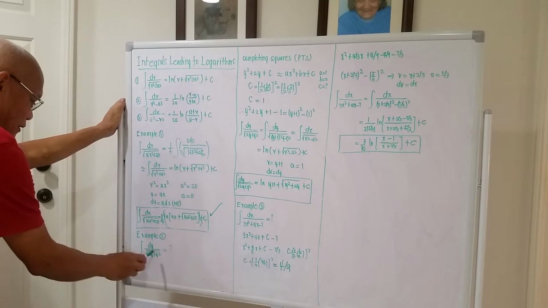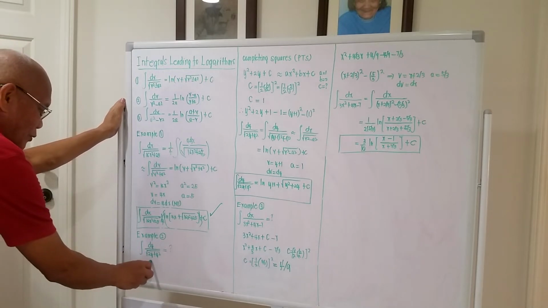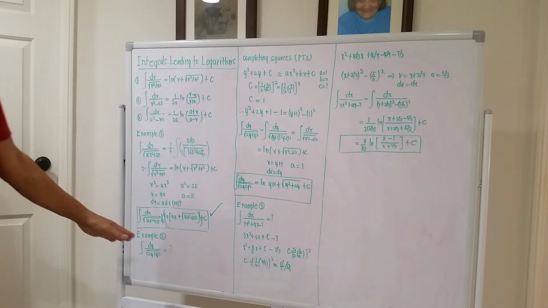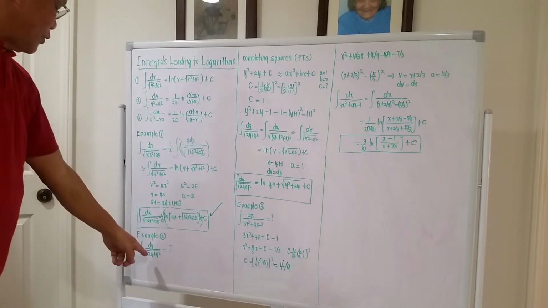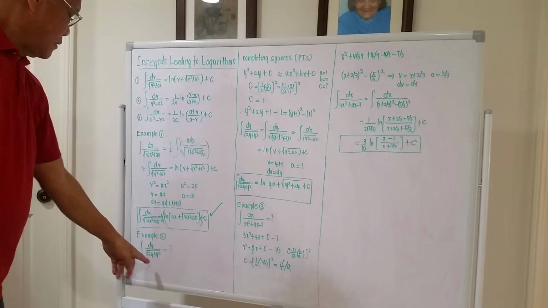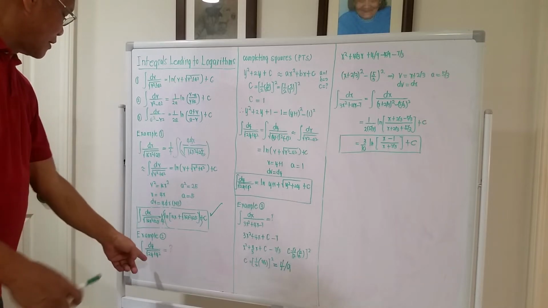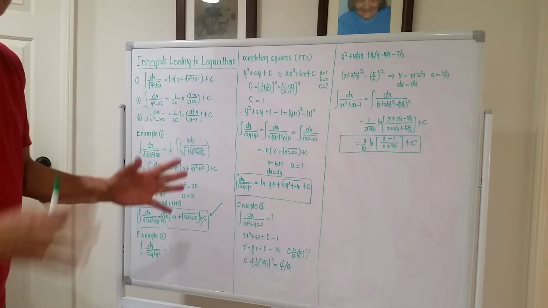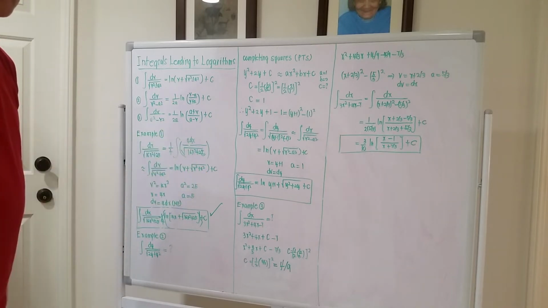Example number 2, the integral of dy over the square root of 2y plus y squared. Okay? If we try to notice the terms inside the radical sign, they are all y functions, so there is no pure constant for the meantime.